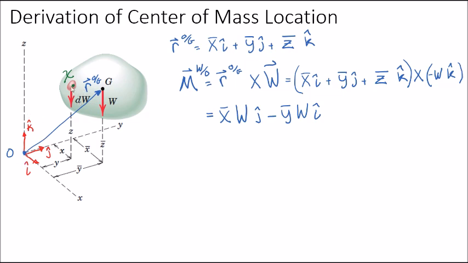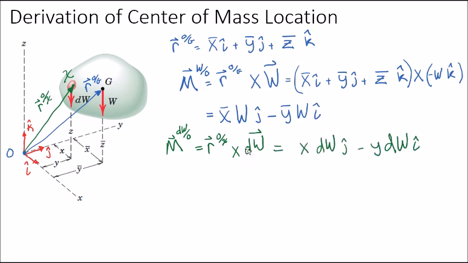Next, let's consider the moment that our differential weight causes about the origin. Let's say that our differential weight is acting at a point chi. So we can draw a position vector from the origin to chi, that is r_O-chi. So the moment from our differential weight about the origin is simply r_O-chi crossed with our dW. Using the same analysis as before, we can see that this is x dW j hat minus y dW i hat.